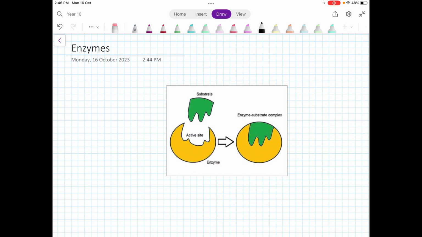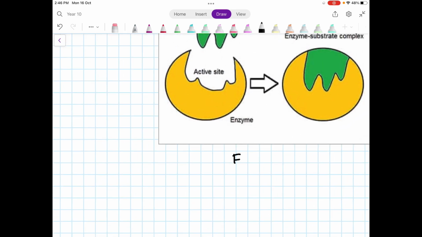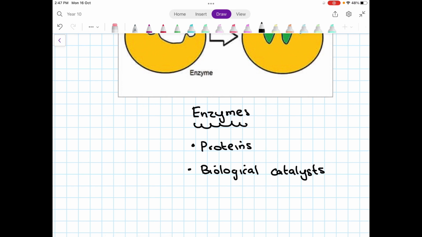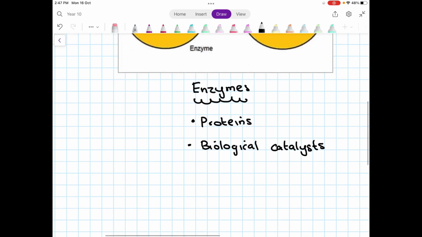And welcome to today's episode of Z Case Studies, where we will be taking a look at enzymes and enzyme function. So first of all, what is an enzyme? Enzymes are proteins known as biological catalysts. And what they do is they speed up the rate of a reaction without being used up.